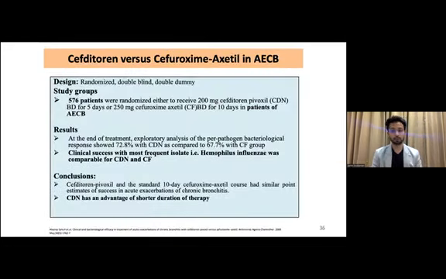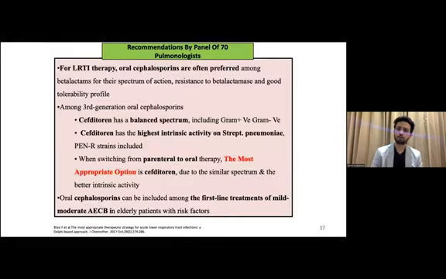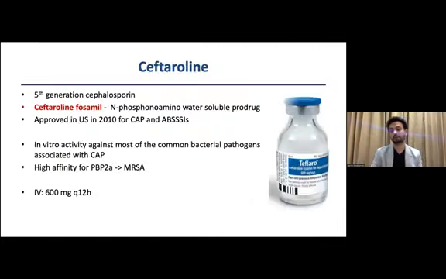Cefditoren was also compared with the other commonly used cephalosporin, that is cefuroxime, in acute exacerbation of chronic bronchitis, and found out that the success rate of both the drugs was quite similar, but the duration of therapy could be reduced to half by giving cefditoren, that is a 5 days course versus a 10 days course of cefuroxime. So the recommendation for cefditoren includes, it has a good gram-positive and negative activity with high potency against streptococcal pneumonia strains. It is also useful when you're switching from parenteral to oral therapy, like when you're discharging the patient on oral antibiotic. So this is the most appropriate therapy so far.